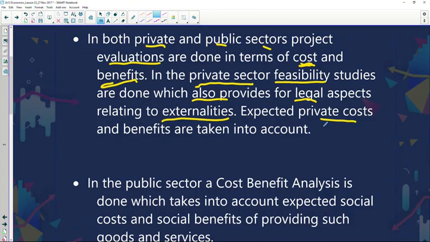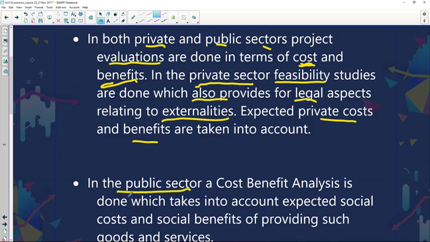And obviously, when you look at possibilities, you also look at challenges that you are most likely to encounter in the building process. So that needs to be considered as well. Then the expected private costs and benefits are taken into account. So we would look at the private costs and the benefit of that project. So both the private costs and benefits will be taken into account when the decision gets made in terms of the feasibility of the project.